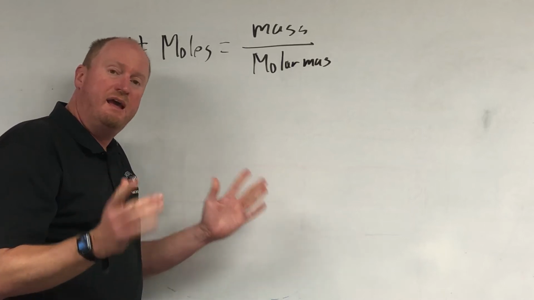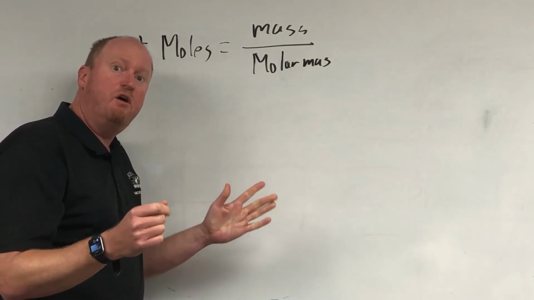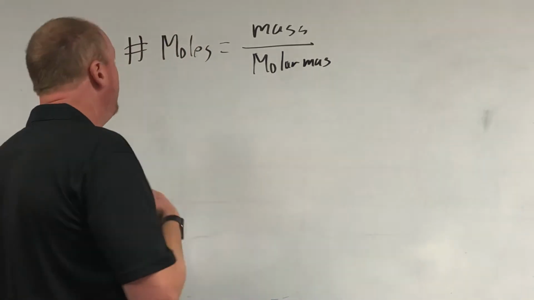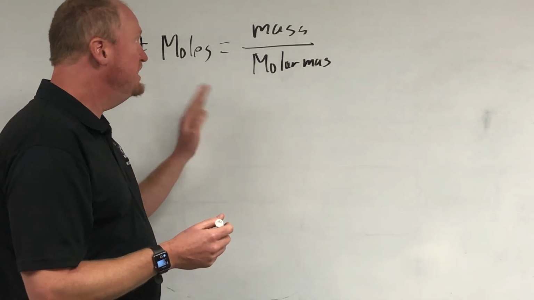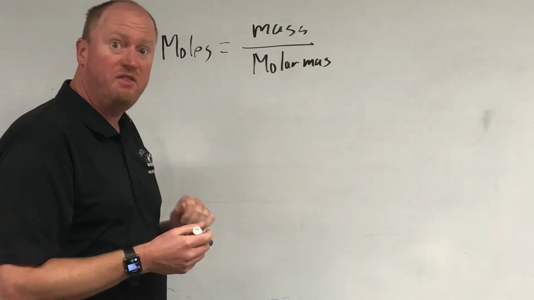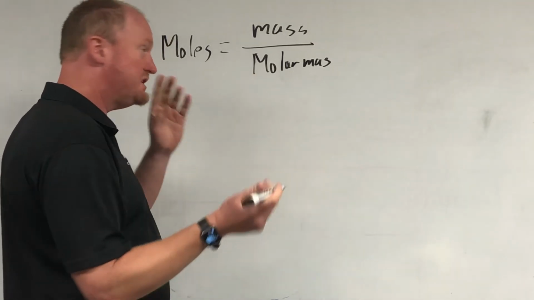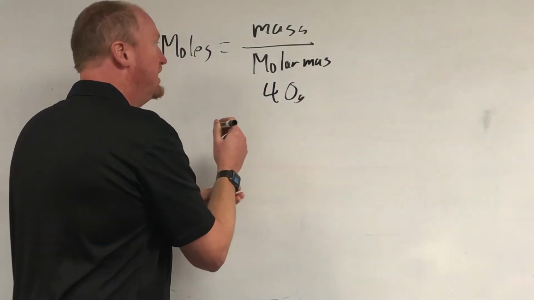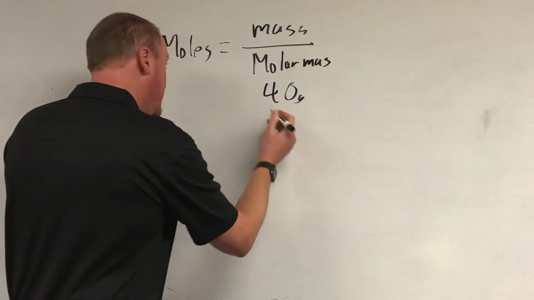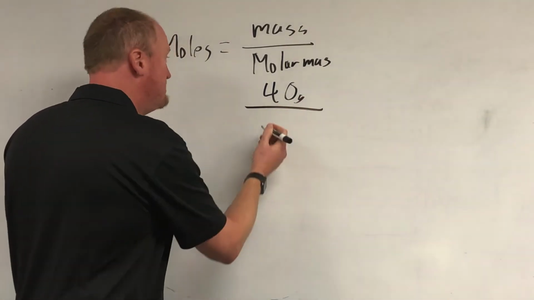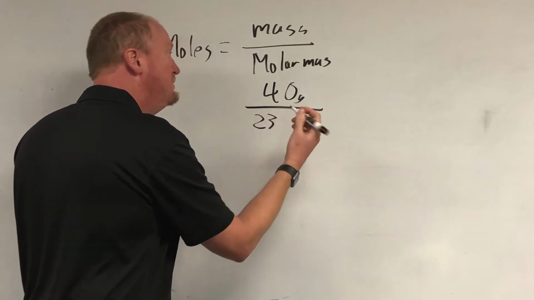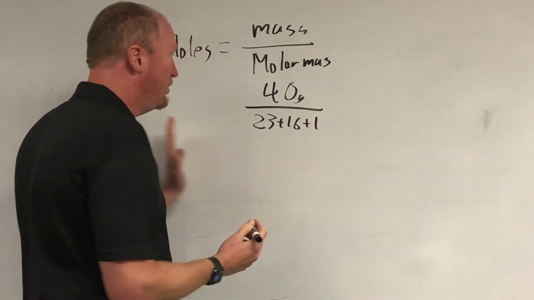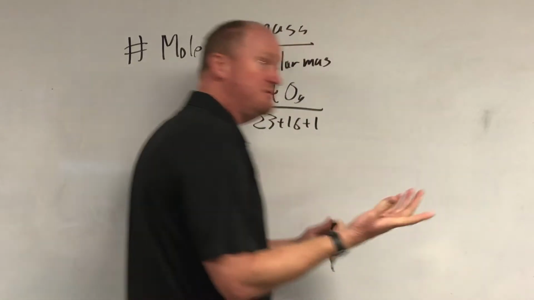Okay, so how do you calculate the number of moles in a sample? Here's our formula. The number of moles is equal to the mass of the sample divided by the molar mass. In this case, I think it was 40 grams of a sample of sodium hydroxide, NaOH. Sodium has a mass of 23, oxygen has 16, and of course hydrogen has 1. So the whole thing comes out to a mass of 40.